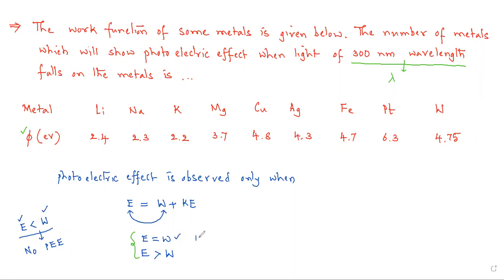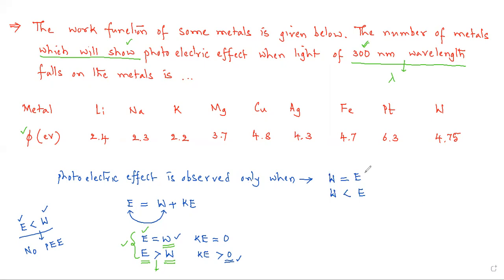Now in the first case, when E is equal to W, kinetic energy of the ejected electron is going to be 0. And in this case, it will be more than 0. That means the electrons ejected will have some kinetic energy so that they can move on. Now remember, they are asking you to find the number of metals which will show photoelectric effect. We have to check for this. Their work function must be either equal to the energy corresponding to this wavelength, or less than the energy corresponding to this wavelength. So remember, photoelectric effect is observed only when work function is equal to the energy of the radiation, or when work function is less than the energy of the radiation incident upon it.